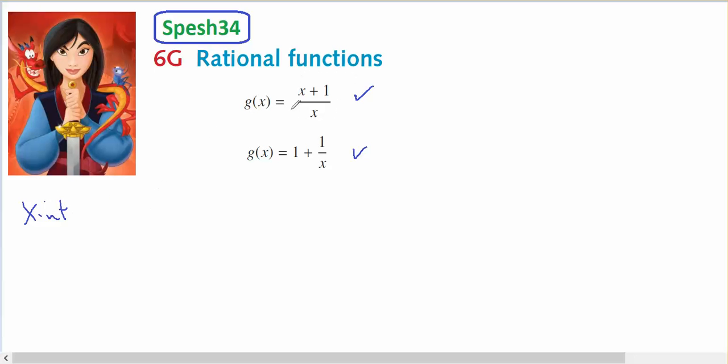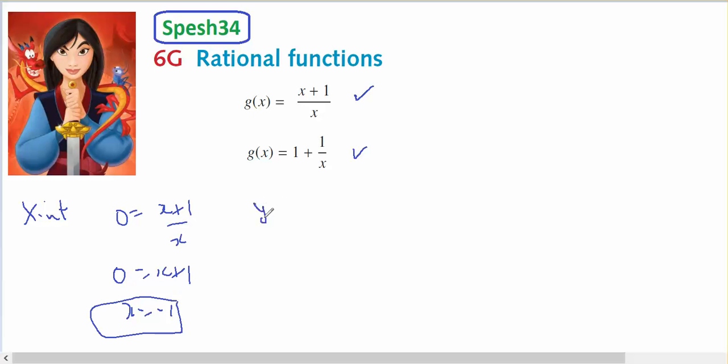It's much easier to make the original equal to 0. 0 equals x plus 1 over x. Move the x over: 0 equals x plus 1. x equals -1 is my x-intercept. To find the y-intercept, make x 0, so that gives me 0 plus 1 over 0. No solution because there's an asymptote.